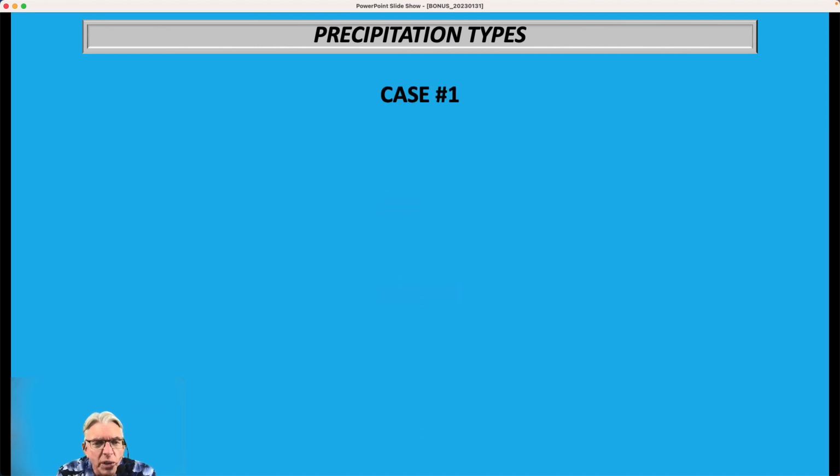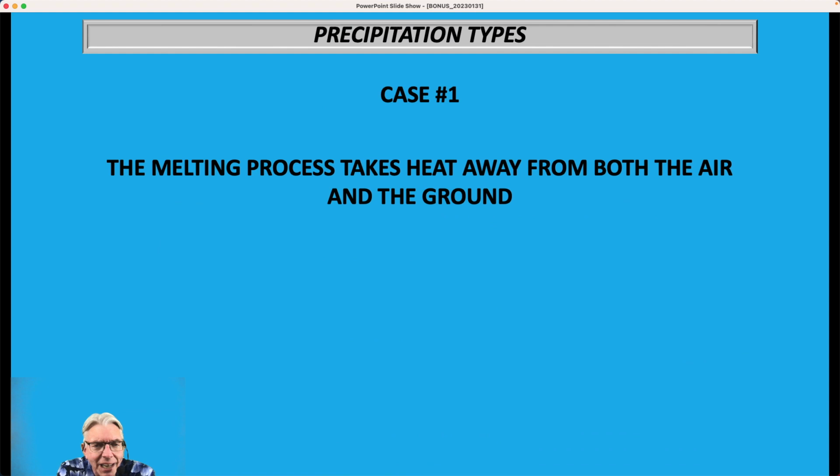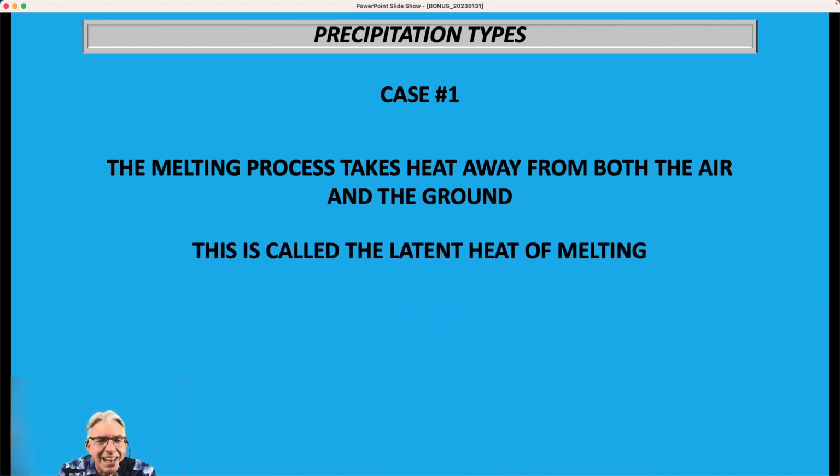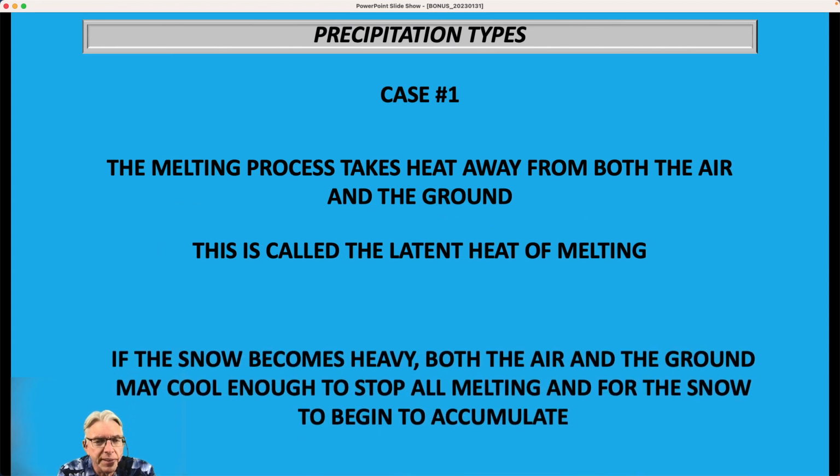Now, a couple of things that are worth noting here in case number one. The melting process actually takes heat away from both the air and the ground. Okay, so here we're going from solid to liquid, and this is called the latent heat of melting. Now the opposite direction is referred to as the latent heat of fusion. That's when you're going from liquid to solid, the freezing process, and that actually adds heat, okay? Same thing as the latent heat of condensation. When you have water vapor condensing into liquid, then you actually add heat to the atmosphere, whereas with evaporation, the other direction, you actually cool the atmosphere, okay? So it's the same thing, it's just going from different phases to different phases.